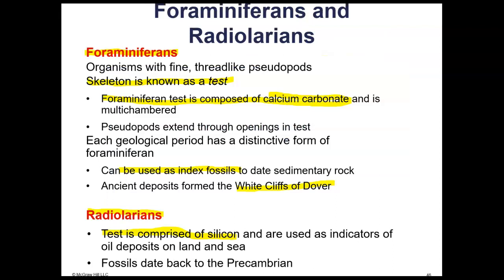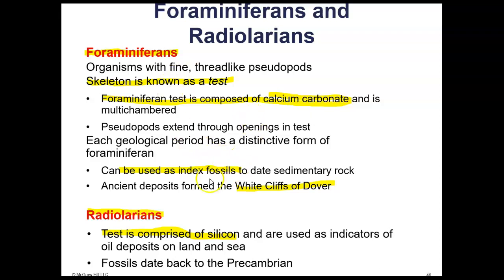The foraminiferae have a skeleton that's called a test, composed of calcium carbonate. And it's going to have openings in the test, and the pseudopods will extend through the openings, and that's how the foraminiferae move. You need to know that foraminiferae can be used as index fossils. In other words, they can be used to date sedimentary rock. And deposits formed by foraminiferae form the White Cliffs of Dover, which you can Google if you want to.